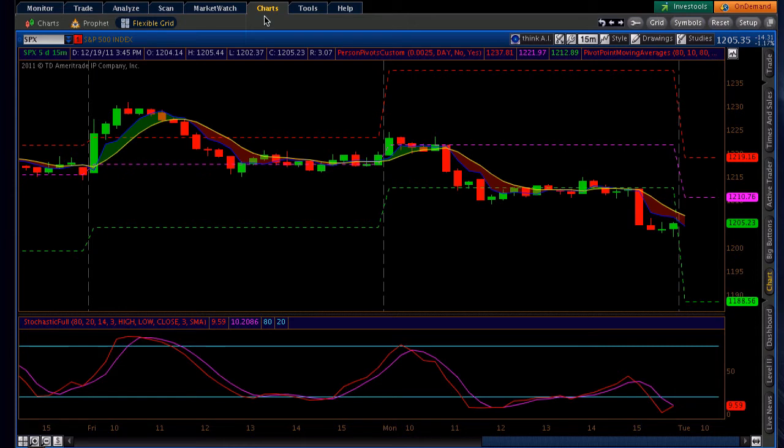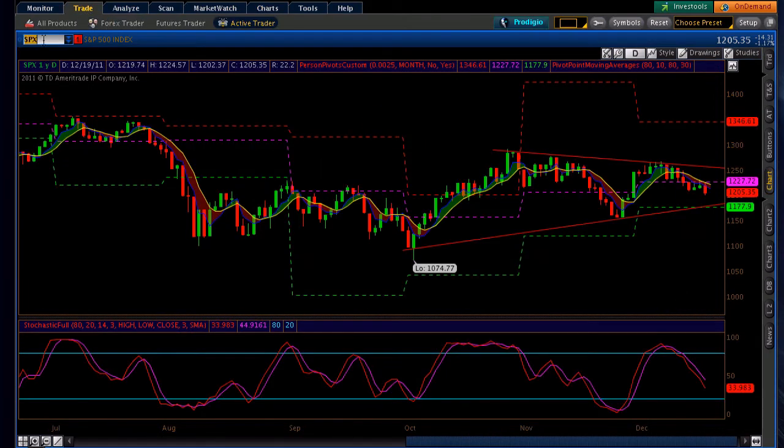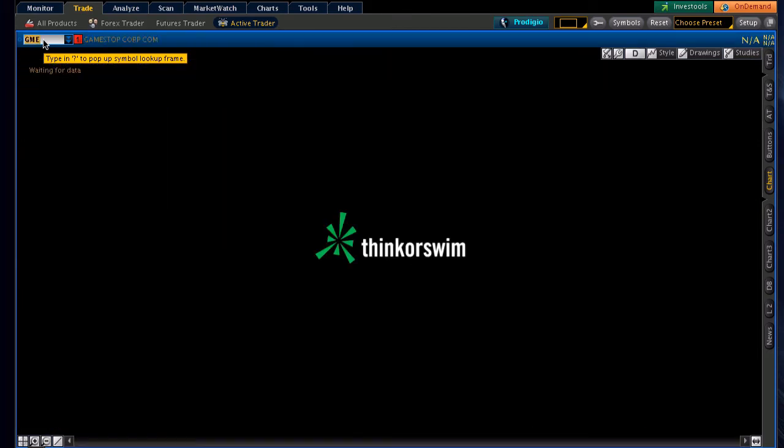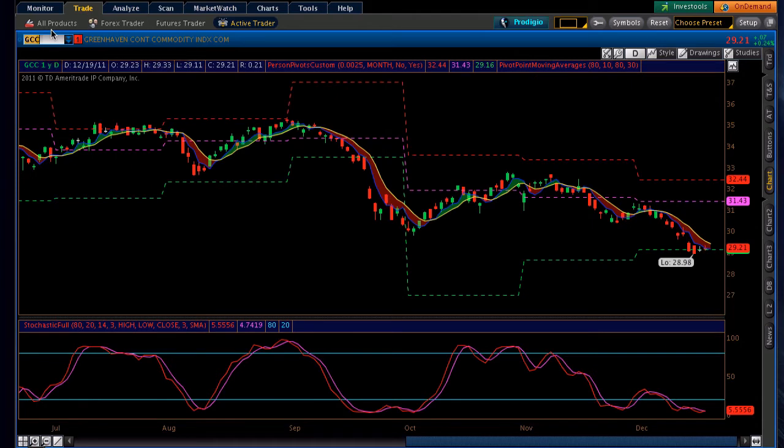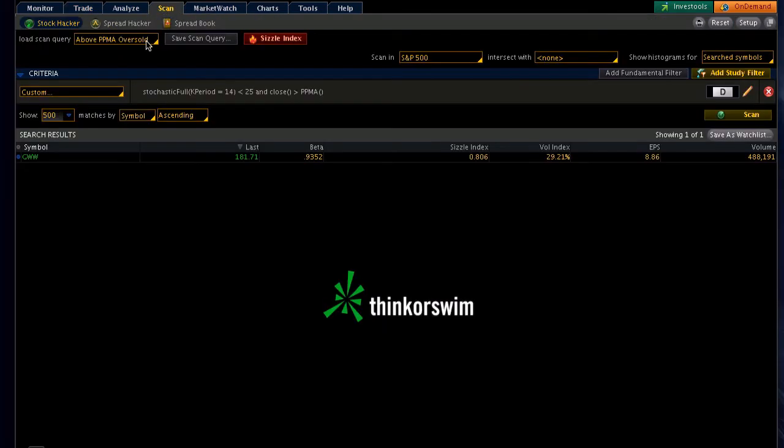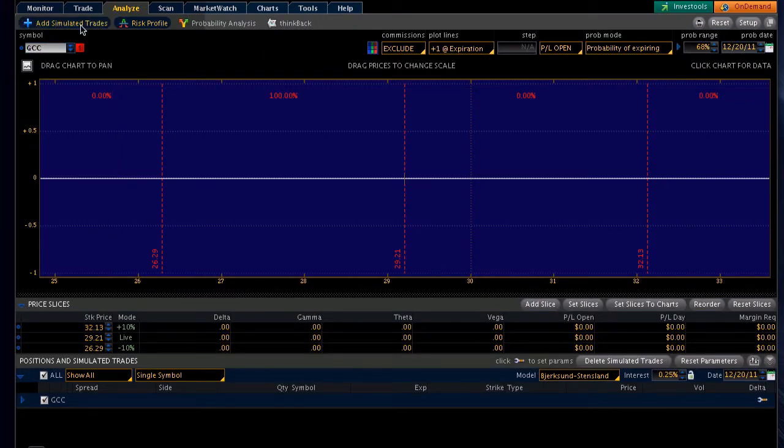I did run a scan to see if any buy triggers did show up to enter any trades, and I believe one did. It was GME or GCC. Here, let me rerun this scan. That was GWW.